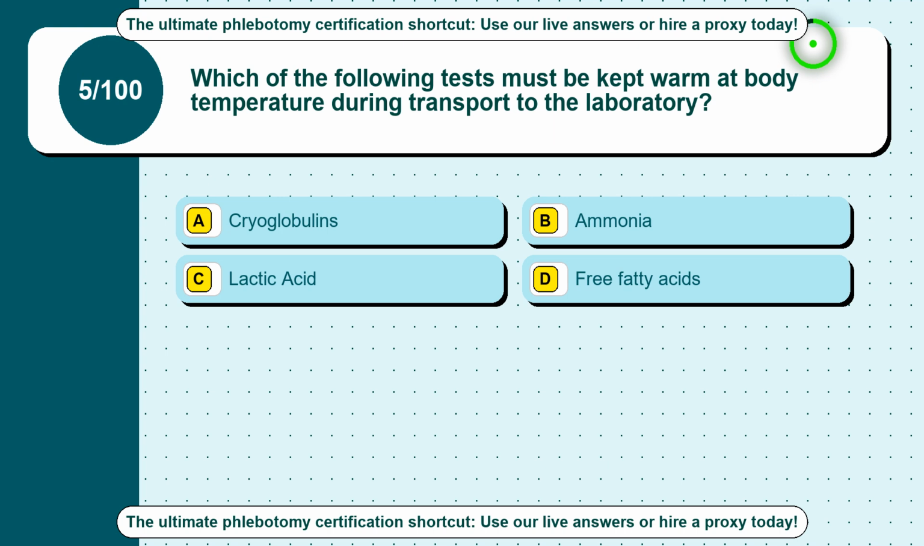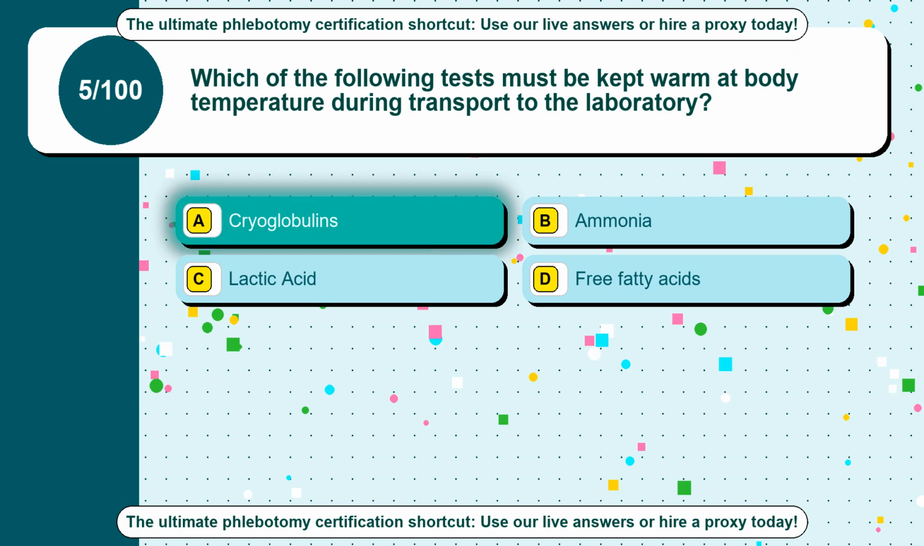Question 5. Which of the following tests must be kept warm at body temperature during transport to the laboratory? Option A. Cryoglobulins. Option B. Ammonia. Option C. Lactic acid. Option D. Free fatty acids. The correct answer is option A.